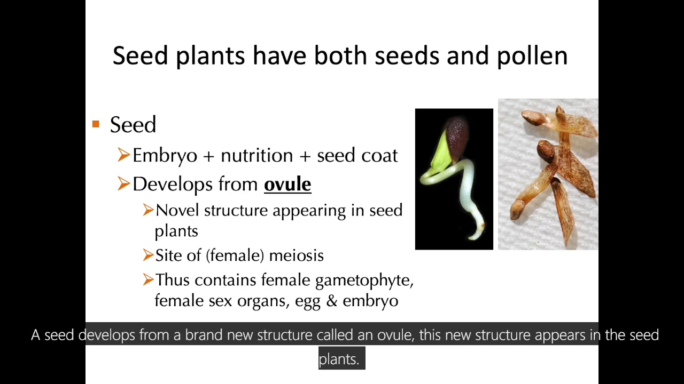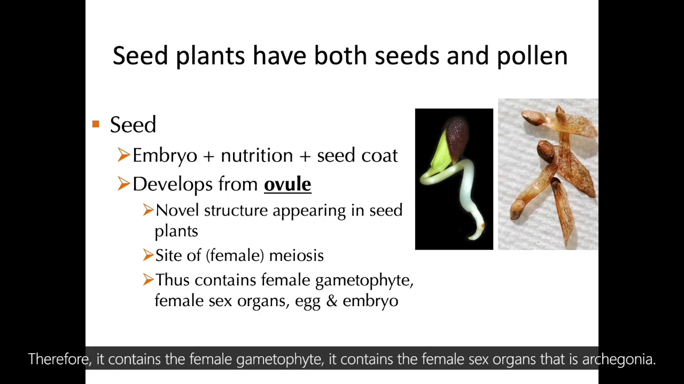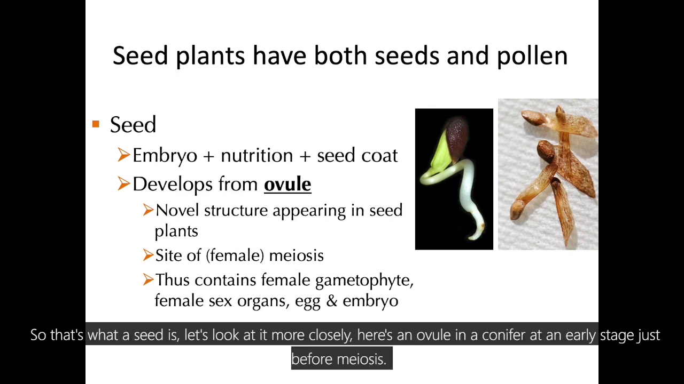A seed develops from a brand new structure called an ovule. This new structure appears in the seed plants. The ovule is the site of meiosis, the site of female meiosis, that is. It therefore contains the female gametophyte. It contains the female sex organs, that is archegonia. It contains the egg, and if fertilized, it will contain the embryo, and that's the new sporophyte. So that's what a seed is. Let's look at it more closely.